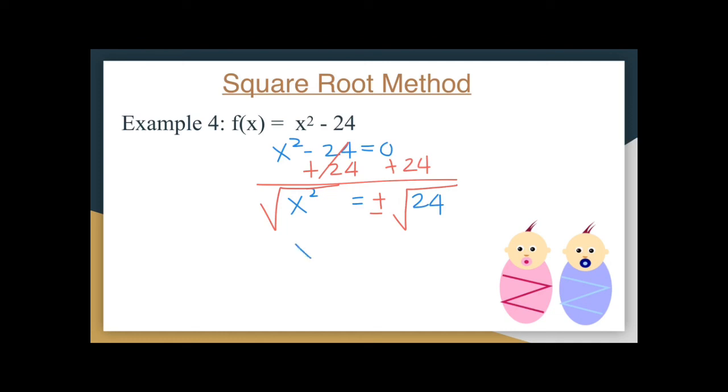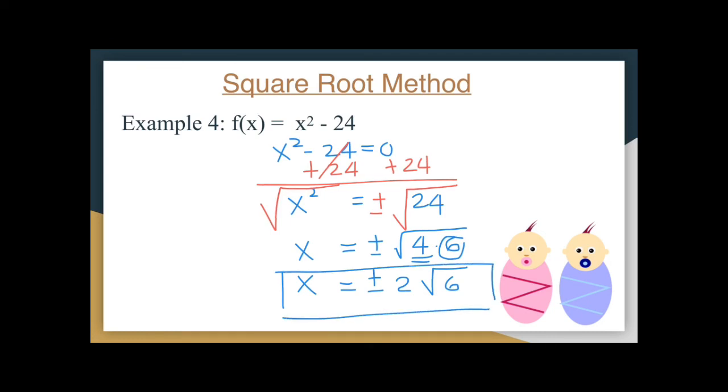So what's left on the left side this time is x equals plus or minus the square root of 24, which can be broken down into factors where one is a perfect square, that is 4 times 6, which means we can extract the square root of 4 and put it outside. So our final answer is plus or minus 2 square root of 6, because 6 is not a perfect square, it will stay inside. So our final answer this time is x equals plus or minus 2 square root of 6.